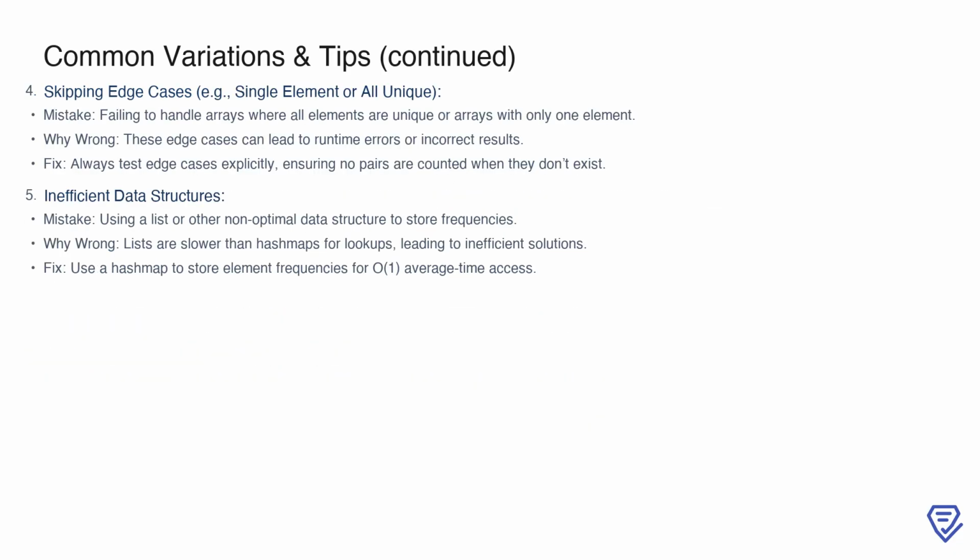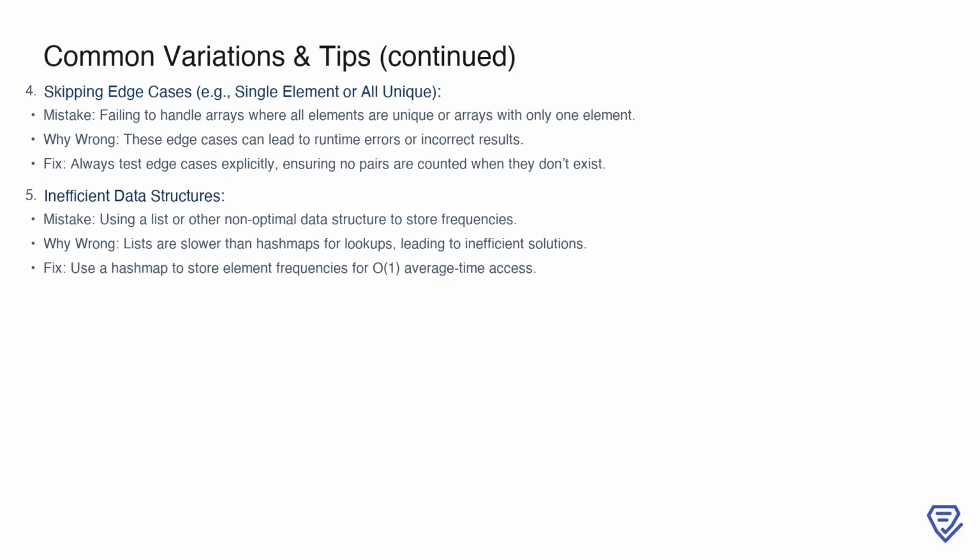Another common pitfall is skipping edge cases. For instance, if the array contains only one element or if all elements are unique, your solution might behave incorrectly or even result in runtime errors. To address this, make sure to test these edge cases explicitly, ensuring your solution doesn't count pairs when there are none.